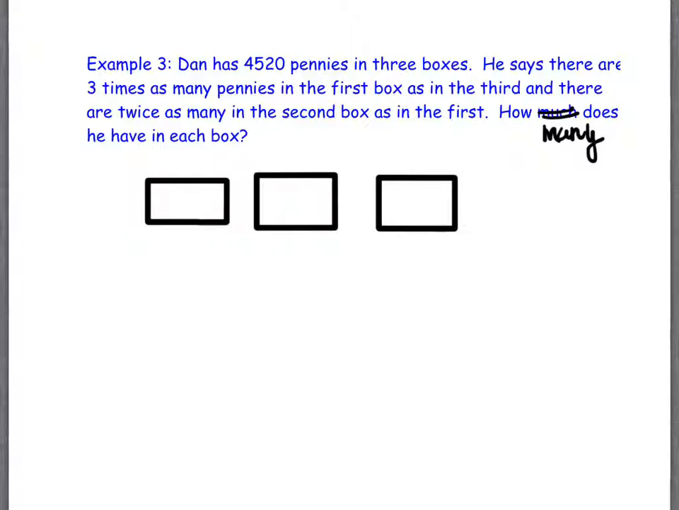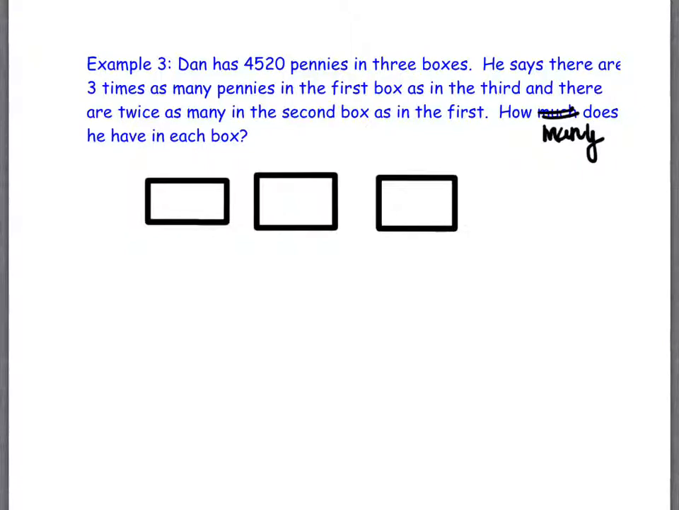3 boxes, and I know some information about the boxes. It says there are 3 times as many in the first as in the third, and there are twice as many in the second as in the first. So it sounds like all of this is hinged upon however many are in the third box. Does it sound like that to you?